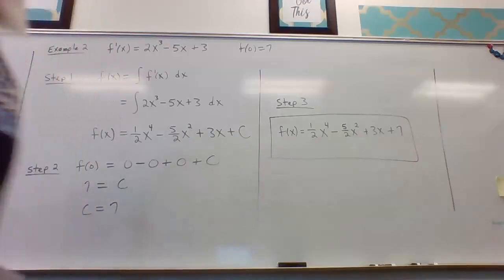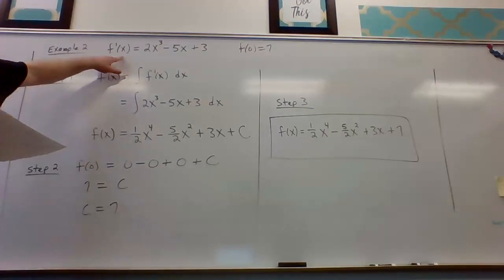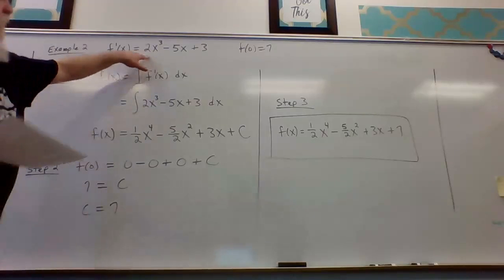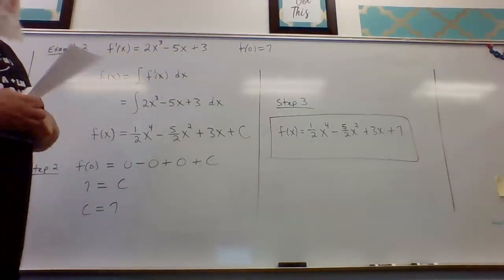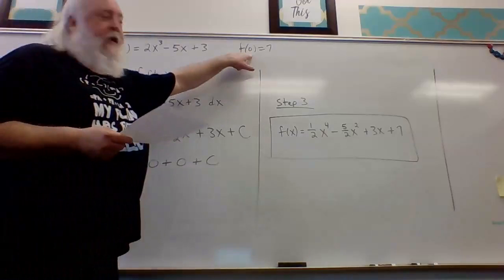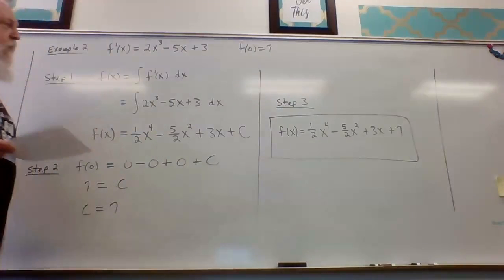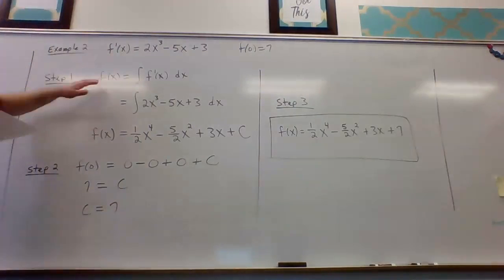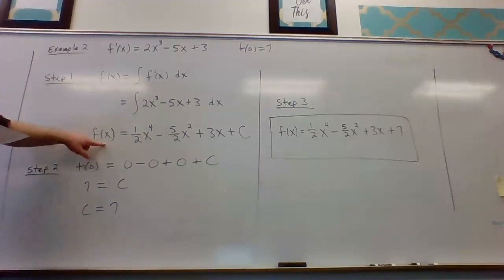All right, class, in this next example, example 2, at the bottom of page 75 of your note packet, we're given f prime of x is equal to 2x cubed minus 5x plus 3, and the value of the function f at x equals 0 is equal to 7. We go through the same 3 steps. Step 1 is to find f of x to within the constant c.